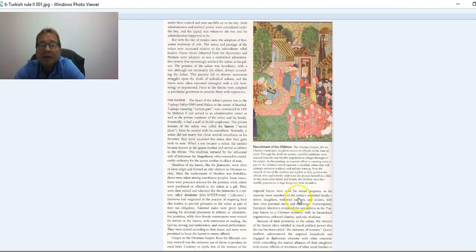Contrary to myth, these harems were not for sexual purposes, but it's really his extended family. And it's similar to a Christian nunnery, with its hierarchical organization, enforced chastity, and rule of silence. Sometimes this is called the Sultanate of Women because these people were so powerful.